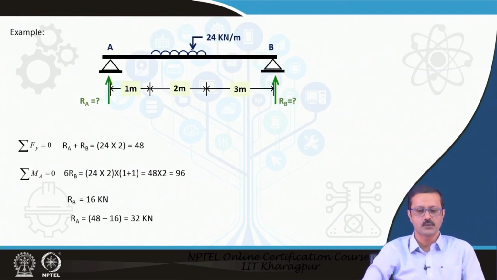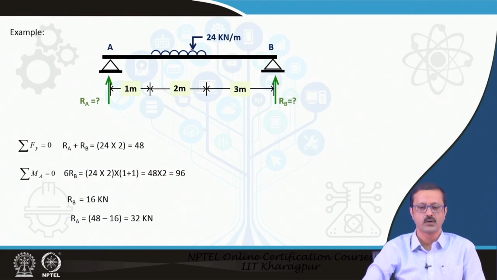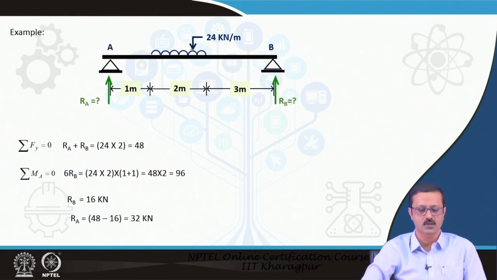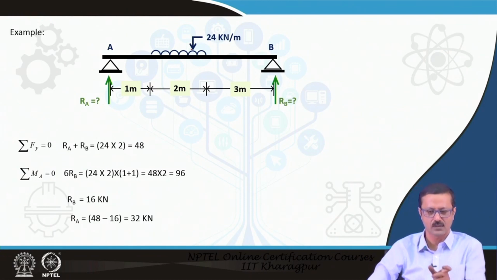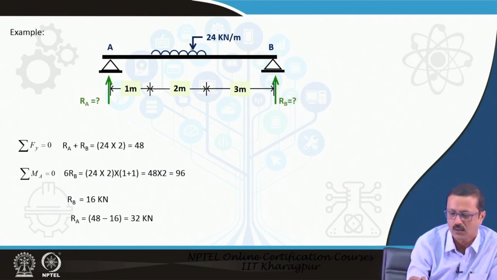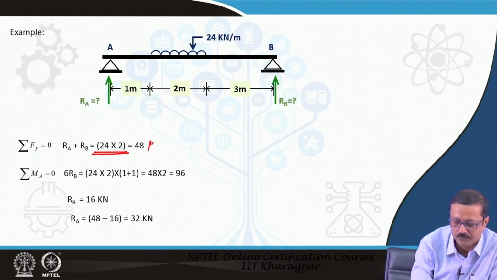Another example, I put a particular UDL of 24 kilonewton per meter over a smaller distance of about 2 meter, almost centrally located, 1 meter from the left and 3 meter from the right support. So, here you see the total load is 24 multiplied by 2, that is the total load of 48 kilonewton.